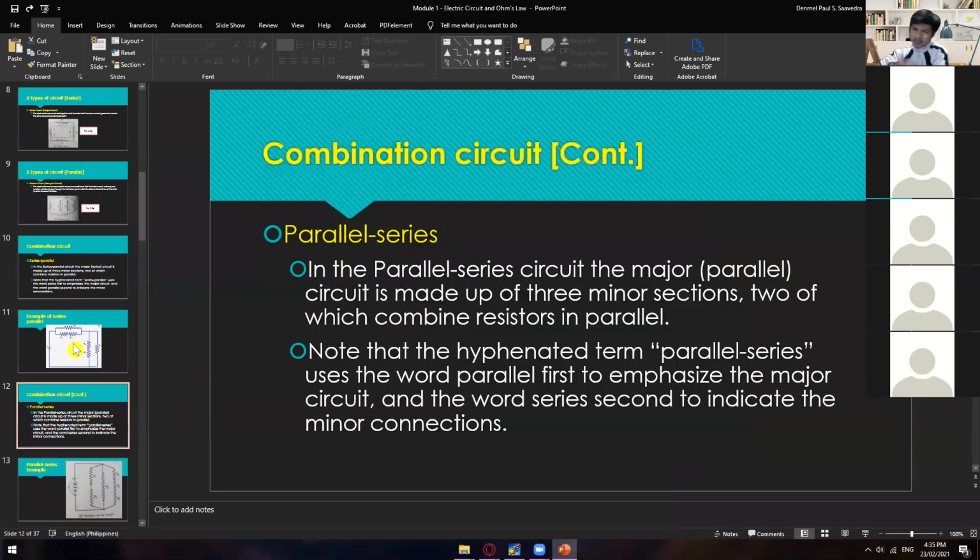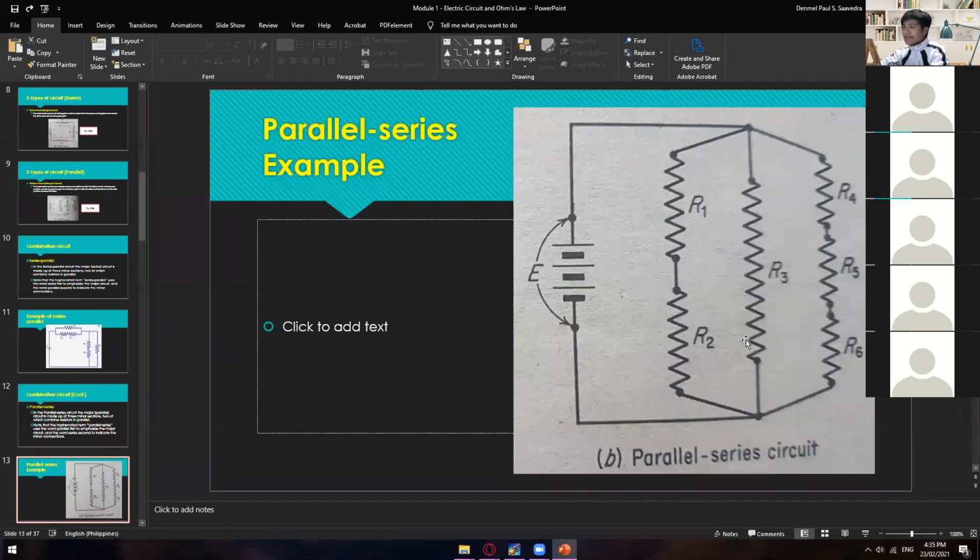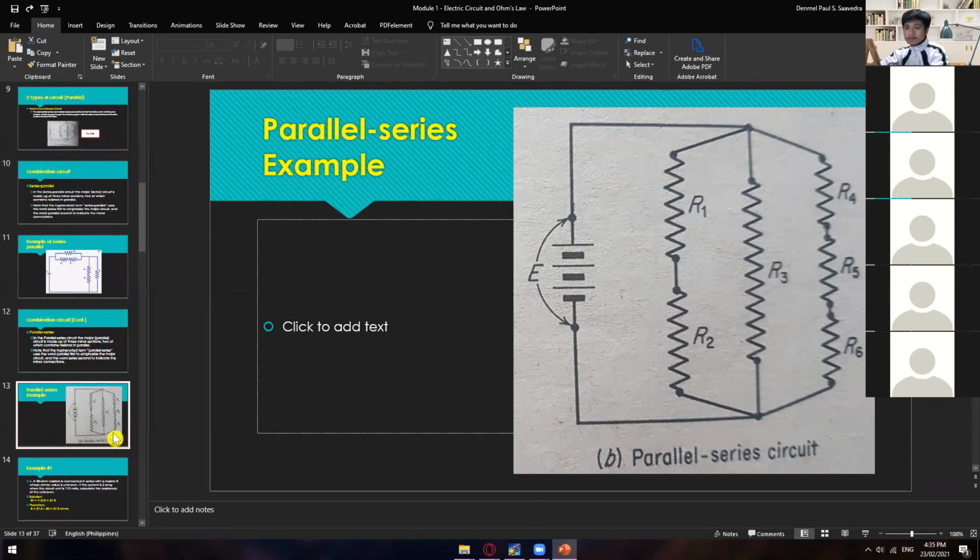So this is the opposite of the series parallel. We have the parallel series, wherein parallel is the major one, and the last one, which is the series, is the minor connection. Okay, so here's an example of a parallel series connection. This one is composed of one series connection outside, which is your volts, and then going here, we have the three parallel connections. So this one has more parallel connections than series connection. Anyway, in general, series parallel or parallel series or whatever, this one is already parallel.